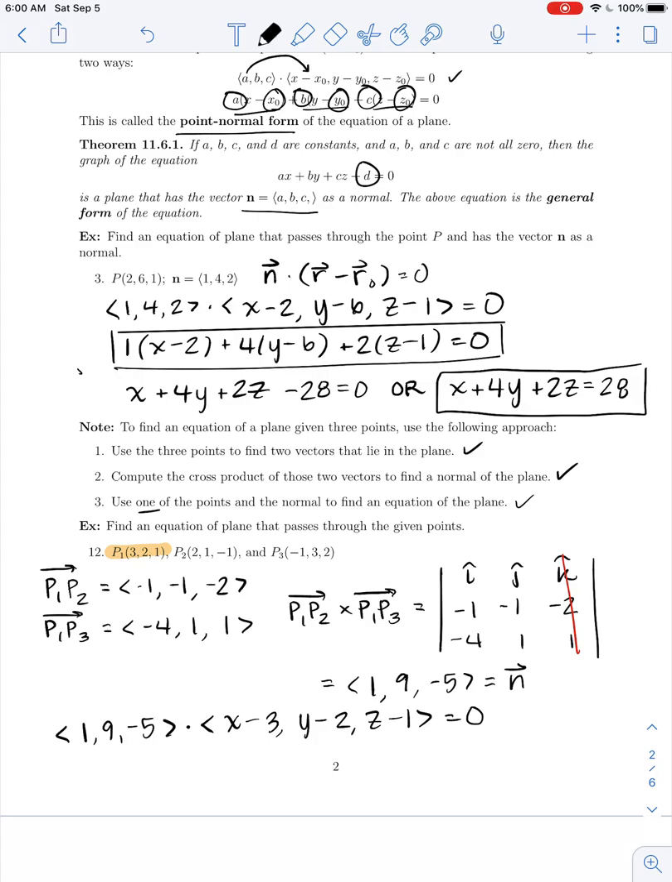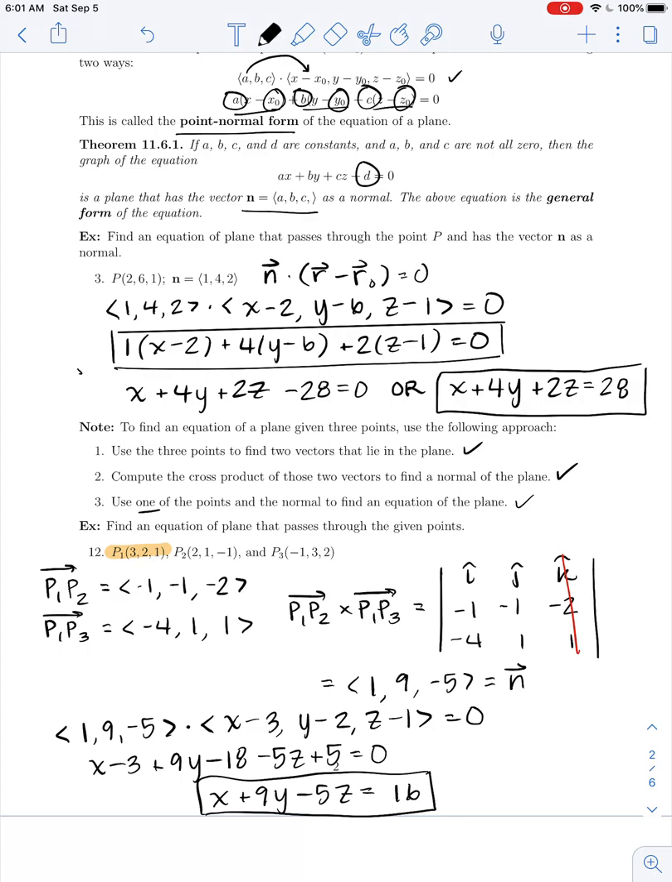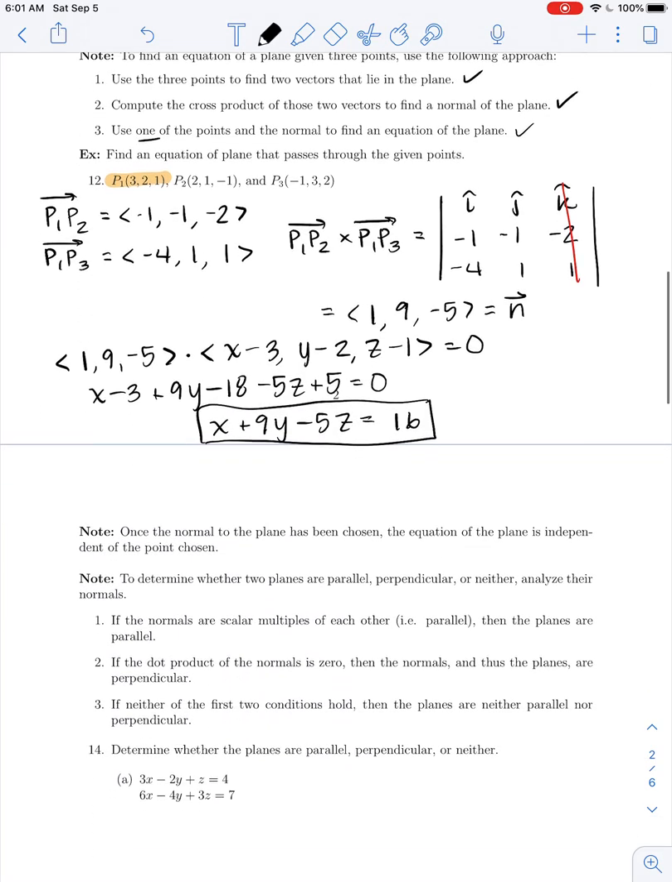normal. So I'm going to go ahead and flush this out to get it to standard form. This is x minus 3 plus 9y minus 18 minus 5z plus 5 equals 0. And then moving all of the constants to the right-hand side, we get x plus 9y minus 5z equals, let's see, I have 21 minus 5 is going to give me 16. All right, and so that is how you're going to find an equation of a plane given 3 points on the plane.